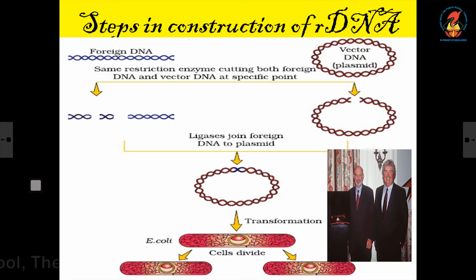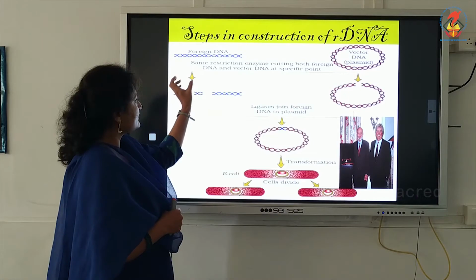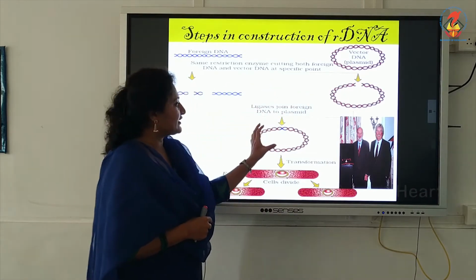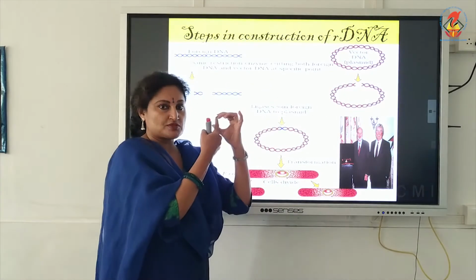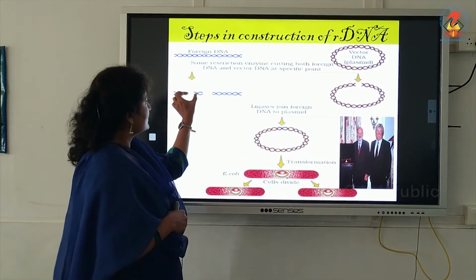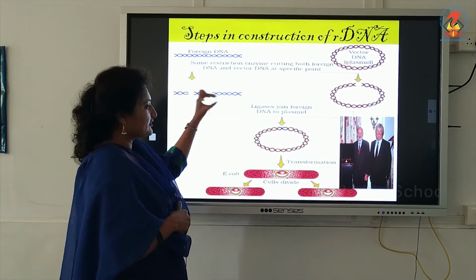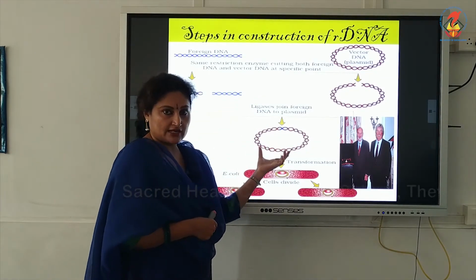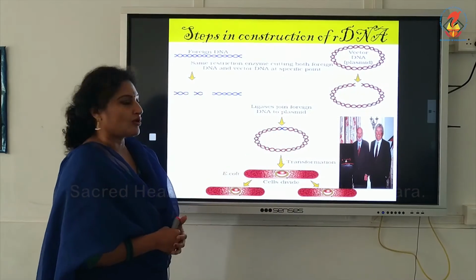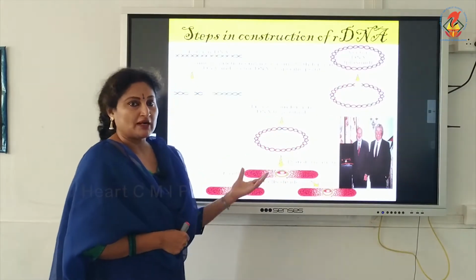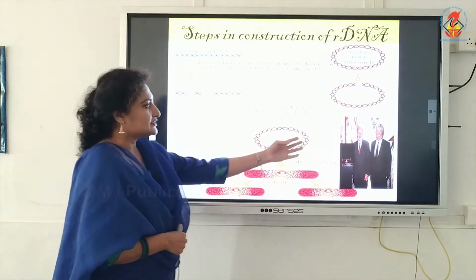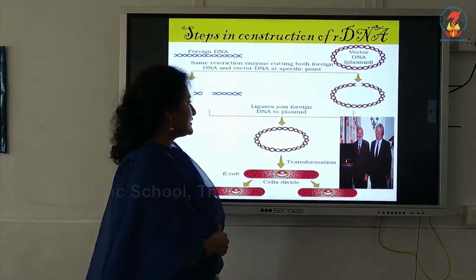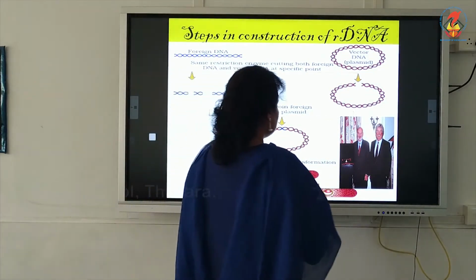A foreign DNA is isolated from the source organism, a vector DNA is also isolated, then we use a restriction enzyme to cut the foreign DNA as well as the vector DNA, and finally we get the vector DNA with an open space, and into that this small sequence of gene of interest is inserted. Now this becomes an rDNA, and finally this rDNA is incorporated into the host for multiplication. And this we know was accomplished by Stanley and Cohen.